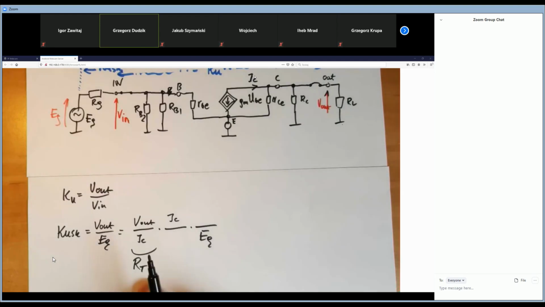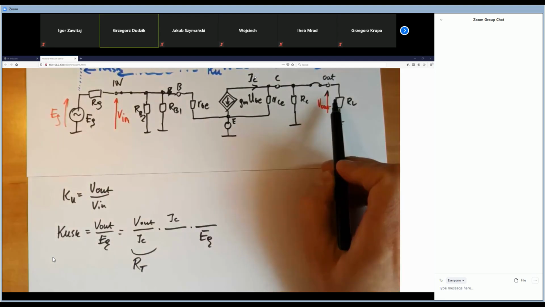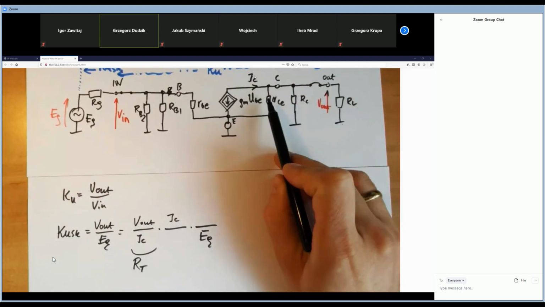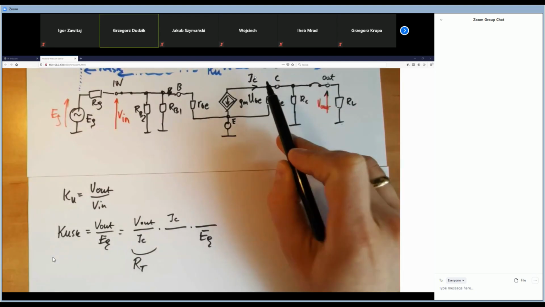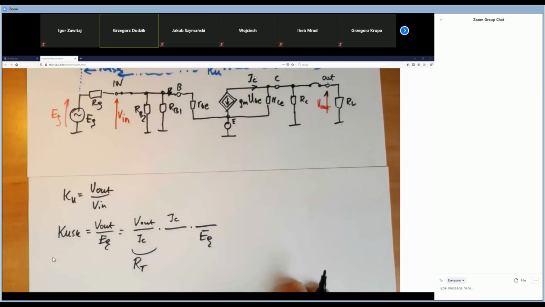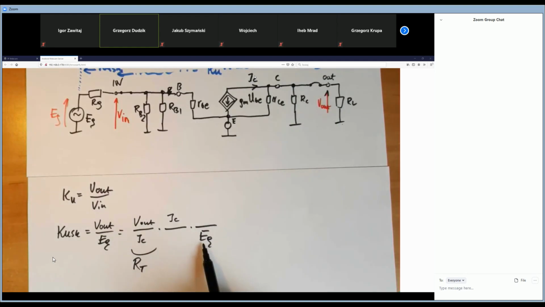R total. What is the R total? It is the parallel connection between these three resistances. Yeah, V out over IC. Great. Next thing. We've got the EG here. Okay, we've got the IC here. We have to put here the same parameters to get some known values like this and this. Do you have some idea?